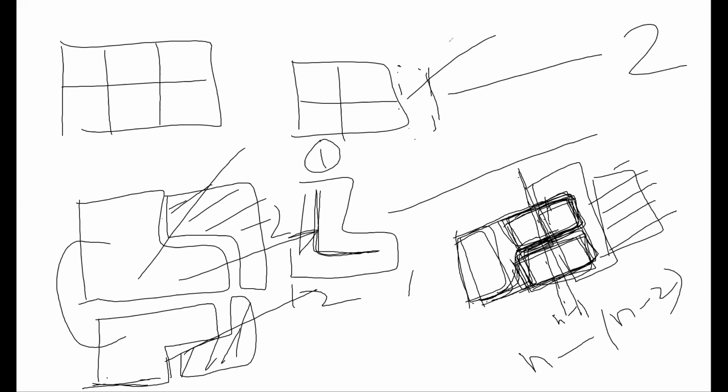Does this make sense? Or no? Why n minus 2? Let me create these mappings.